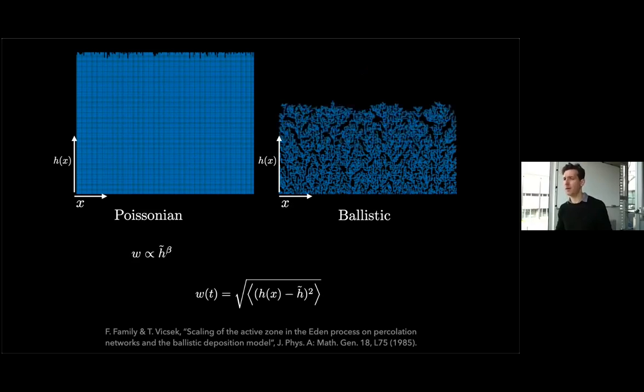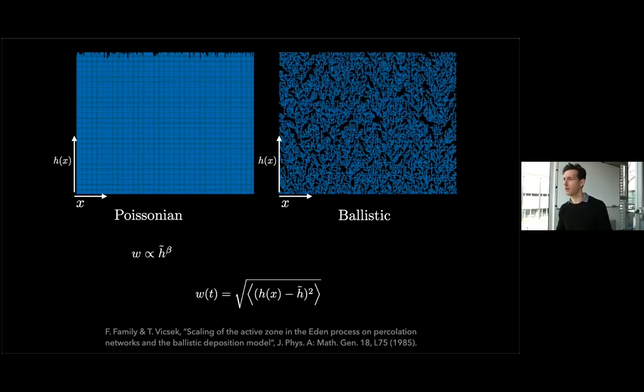And Family and Vicsek realized that the roughness of this deposition model follows some dynamic scaling, which for moderate values of the time or the height follows some scaling with some value of beta. In this case, it was around 0.3. And actually, this roughness will saturate at large times or at large heights, following this type of scaling, where L is the length of the system, since I have a one-dimensional system. And gamma and beta are well known.